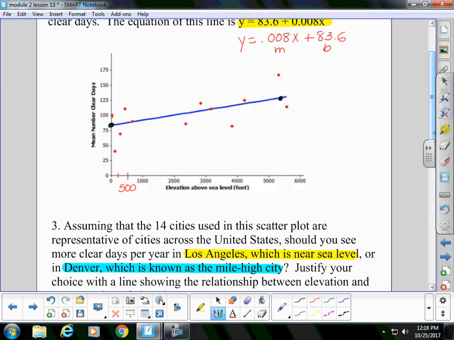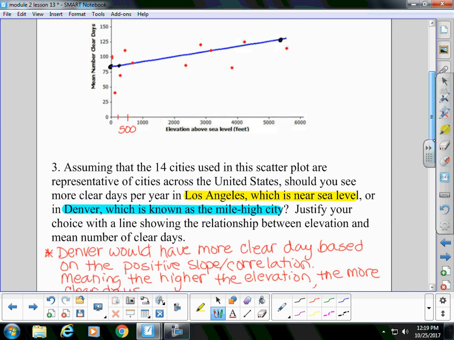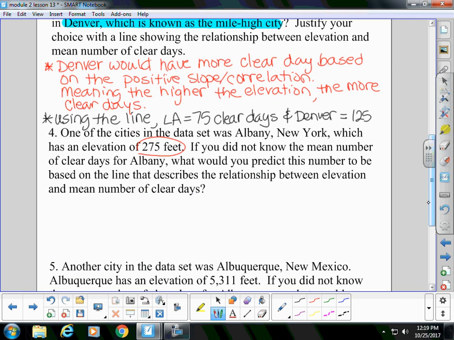Based on the line, that means that I would go up to here to the line. I won't put a red dot there because that makes it a little confusing. So based on the line, maybe right here, I would predict it to be a little higher than 75, maybe around 80. Approximately 80 days.